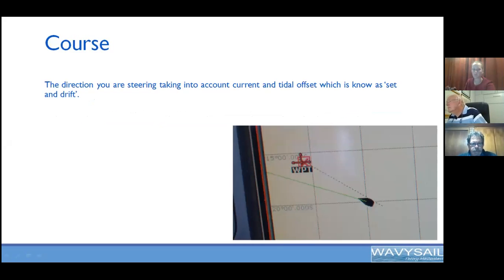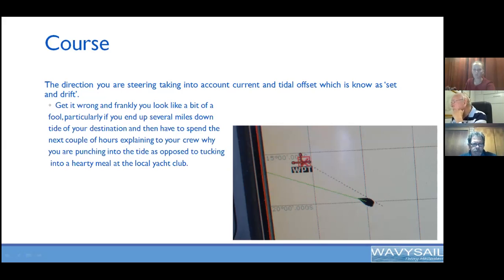Okay, so a course. It's the direction you are steering, taking into account current and tidal drift, which we call set and drift. If you look at the picture, you can see where you want to go, and that's where you're heading on the green line. So what's the difference between the two? The difference is actually pissing your crew off completely and utterly. Because if you get it wrong, you'll end up going miles down tide and having to make your way back. So not understanding the difference between set and drift versus your heading can really ruin your day, your club's day, your crew's day.